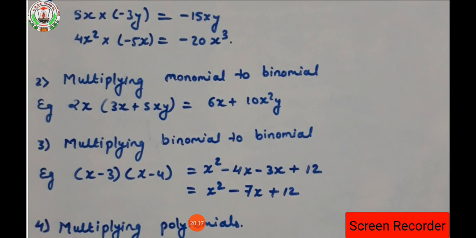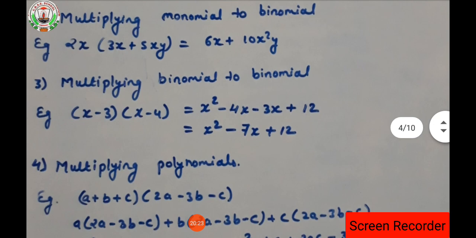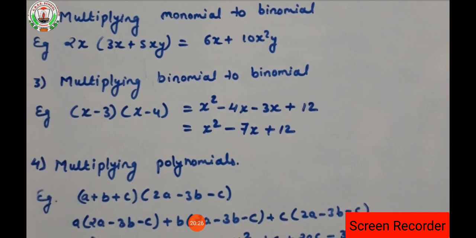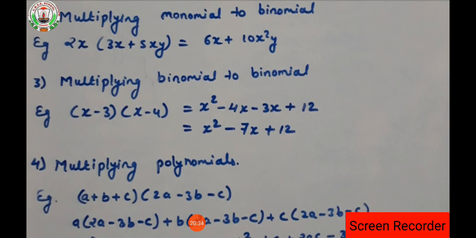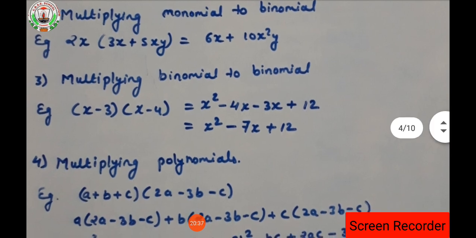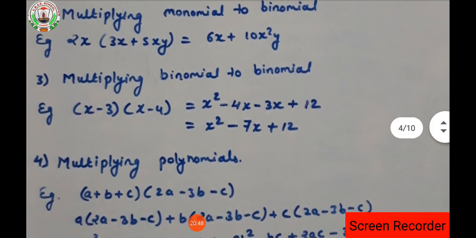Clear? Next one is multiplying a monomial with a binomial. It means opening the bracket. So 2x will be multiplied with 3x plus 5xy, isn't it? So 2x will first be multiplied with 3x, it will become 6x. Then what about the sign? As 2x is positive, and inside the bracket again a positive sign is there, so plus and plus will be plus itself. So 6x plus will come. Now 2 will be multiplied with 5, it will become 10, and x will be multiplied with x, it will become x square, and y will remain as it is.